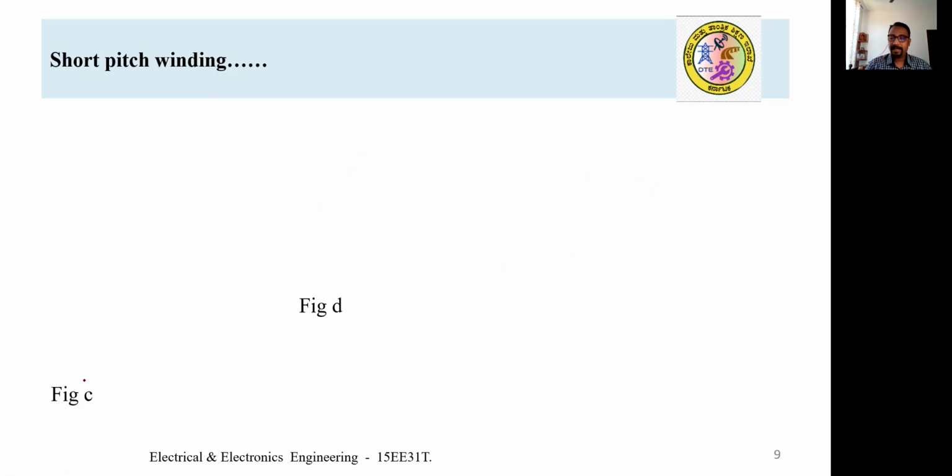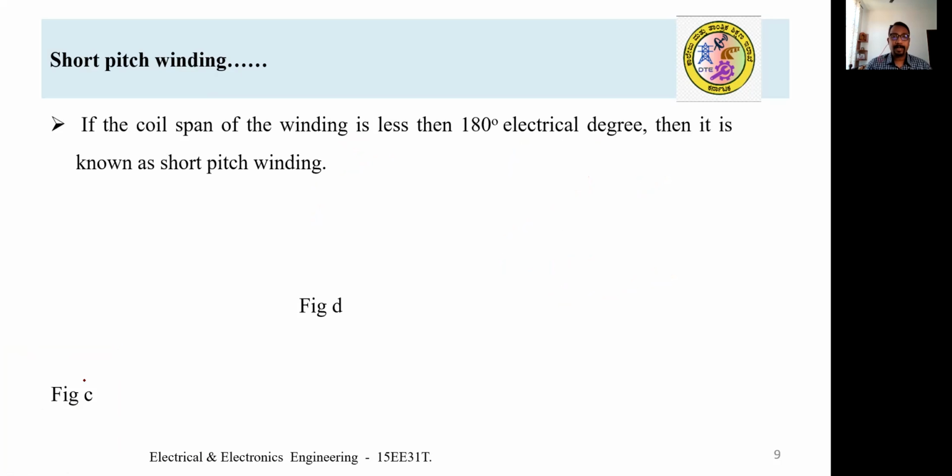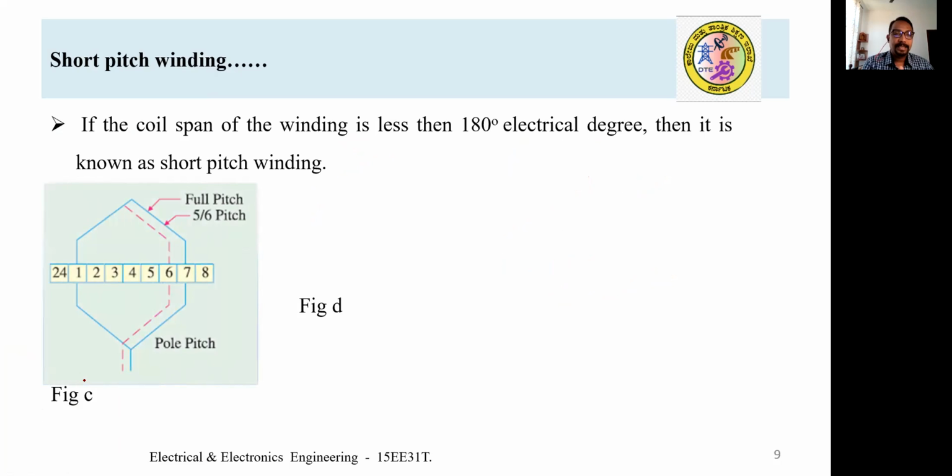Short pitched winding. Let us see. If the coil span of the winding is less than 180 electrical degrees, then it is known as a short pitched winding. Mentioned here, take the same example. Instead of connecting it to slot number 7, we have connected it to slot number 6. That means there is a short of one slot, that means a short by an angle of alpha. Such windings are called short pitched windings.